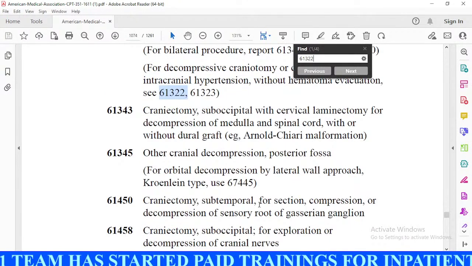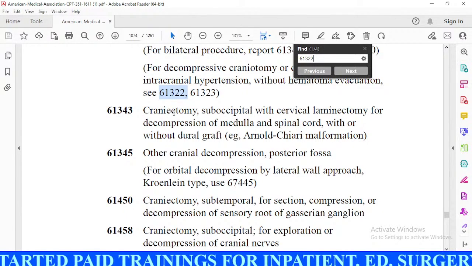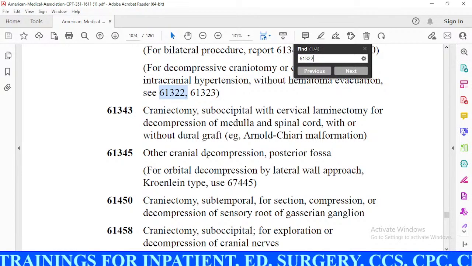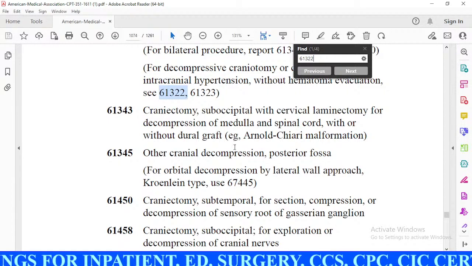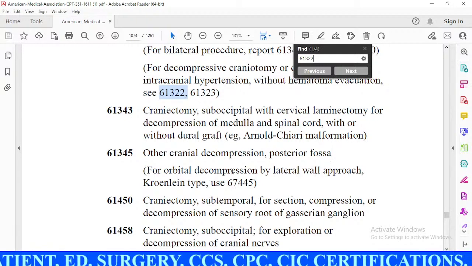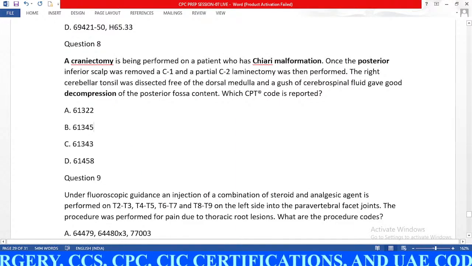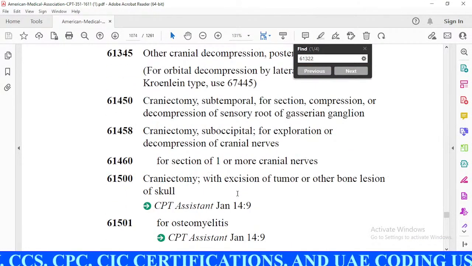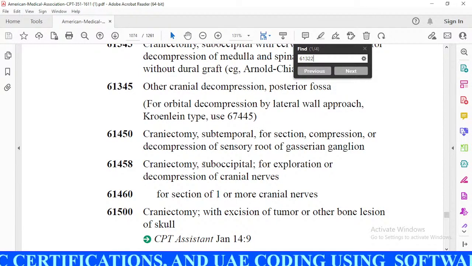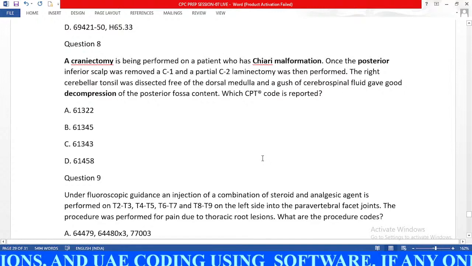What is this? Other cranial decompression, posterior fossa. Basically 61345 is a continuation of 61343? I don't think so, that is different. This is other than cranial decompression, posterior fossa, so this is the wrong answer. Next, 61458: craniectomy, suboccipital, for exploration or decompression of cranial nerves. This is suboccipital, and our question does not have the suboccipital keyword, so that is also wrong.